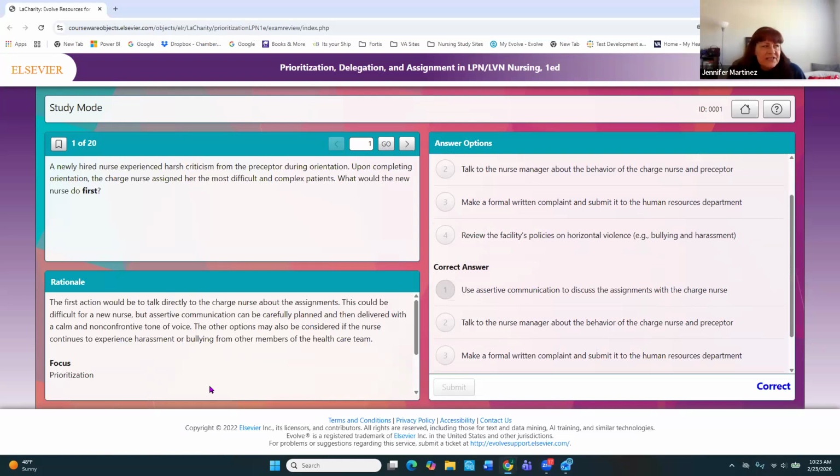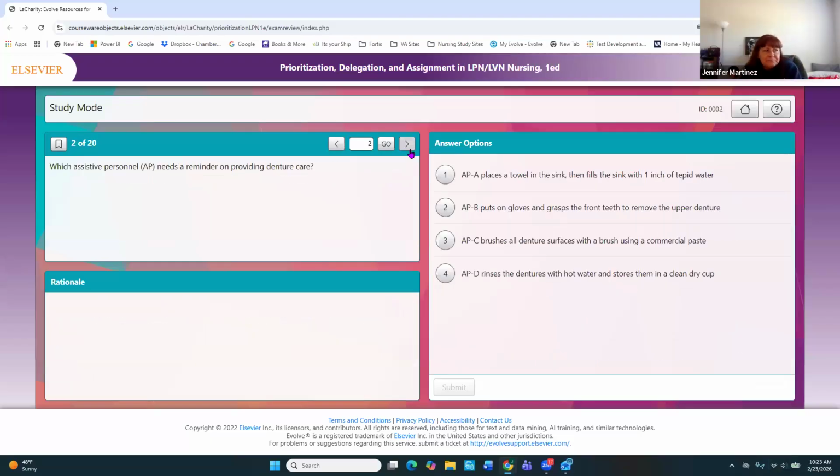One, assertive communication. The first action would be to talk directly to the charge nurse about the assignments, which we know as a new nurse could be very difficult. But remember, assertive communication can be carefully planned and then delivered with a calm and non-confrontational tone of voice. The other options may also be considered if the nurse continues to experience harassment or bullying from other members of the healthcare team. All right, good job.